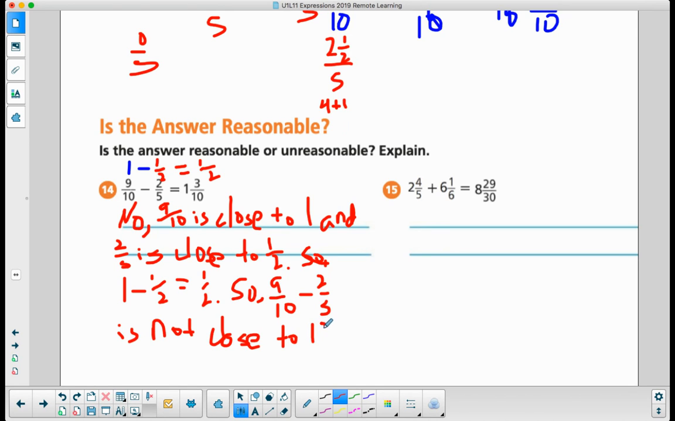And now, if I was doing this problem, and this is very possible, I did this problem, in my head I estimated, and I'd say, oh, that's not reasonable, I'd redo it. So let's redo this one. 9/10 subtract 2/5. 5 is a factor of 10, so I can keep 9/10 the same.